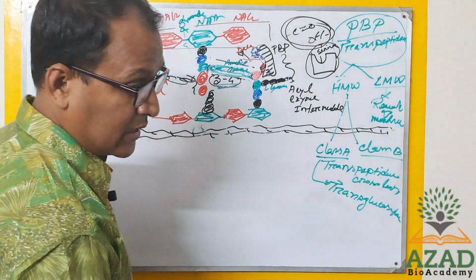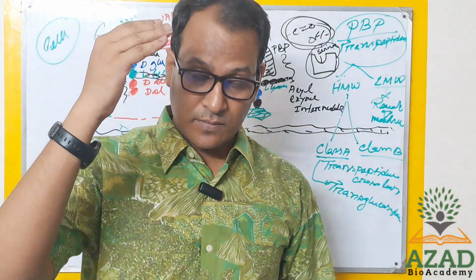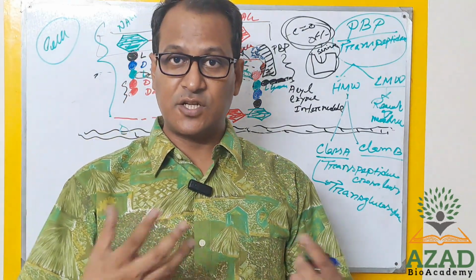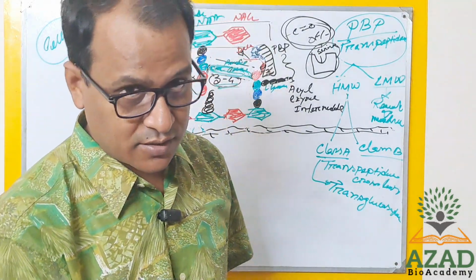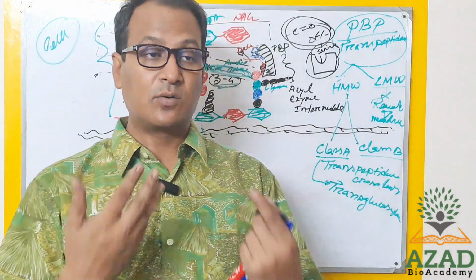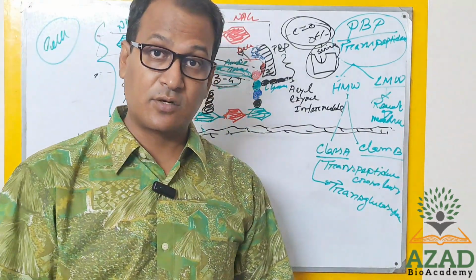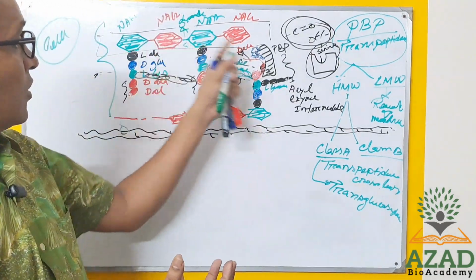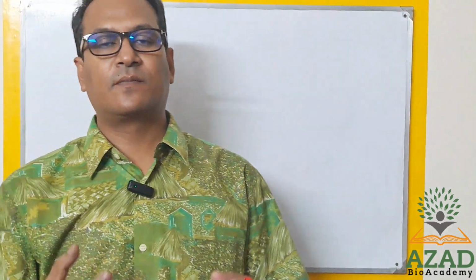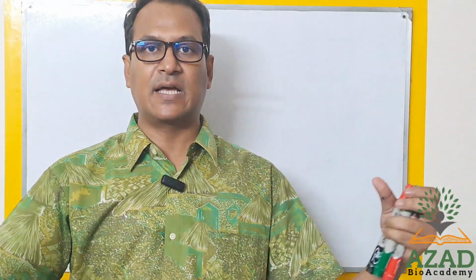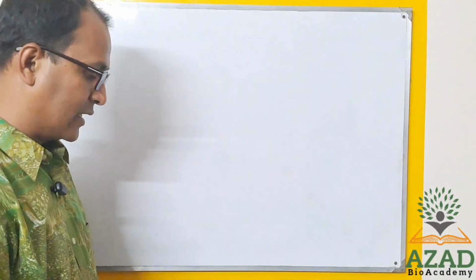So it has 3 stages. One is your cytoplasmic stage, that is initiation. The second one is the membrane stage, that is elongation and transmigration. The third one is your extracellular stage or peptidoglycan synthesis, or you can say cross-linking stage. Now I will explain the antibiotics which are basically associated with cell wall synthesis. What types of antibiotics are cell wall synthesis related? Now I will explain.